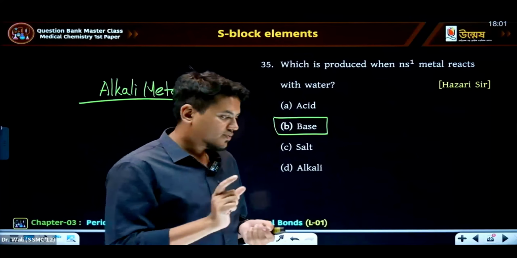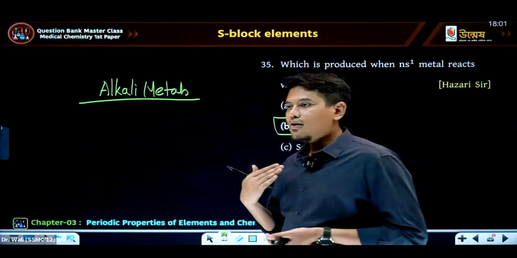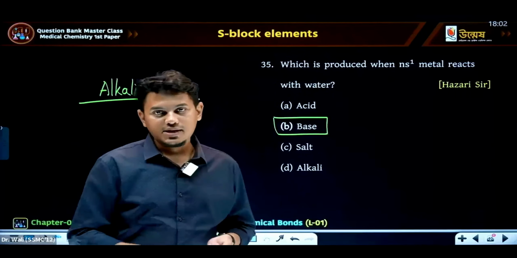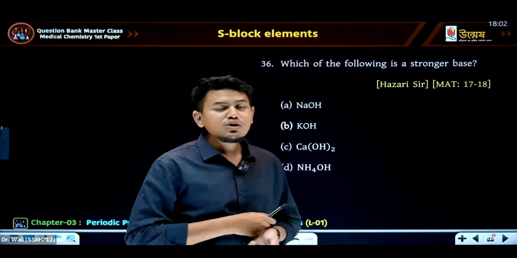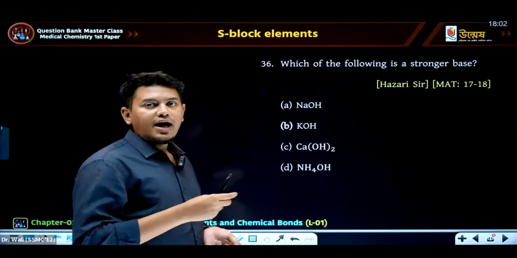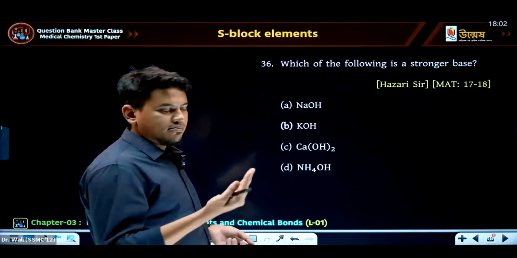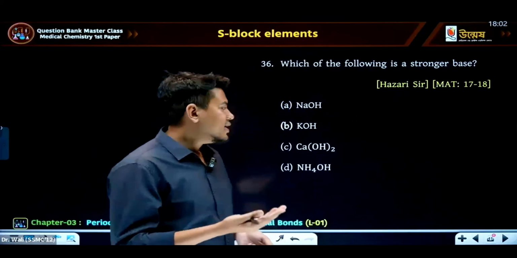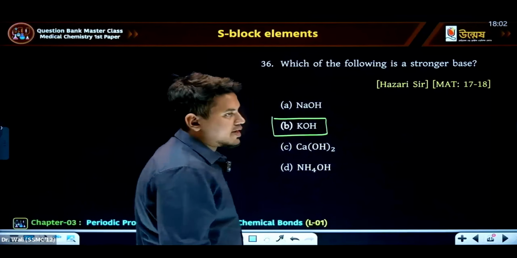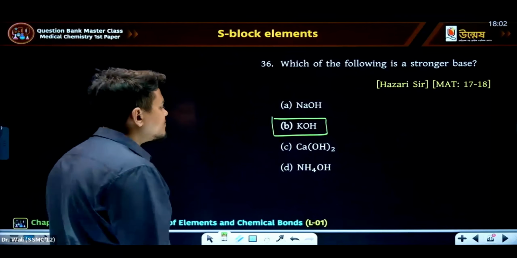But the word earth is there because the carbonates and the oxides of group 2 elements are found in the soil. That's why they are called alkaline earth metals. Which of the following is a stronger base? Such questions are also common in other chapters. A stronger base would have higher Kb, right? The bases which possess a higher dissociation constant will show higher strength. In this case, potassium hydroxide is the correct answer because it possesses more Kb than sodium hydroxide.